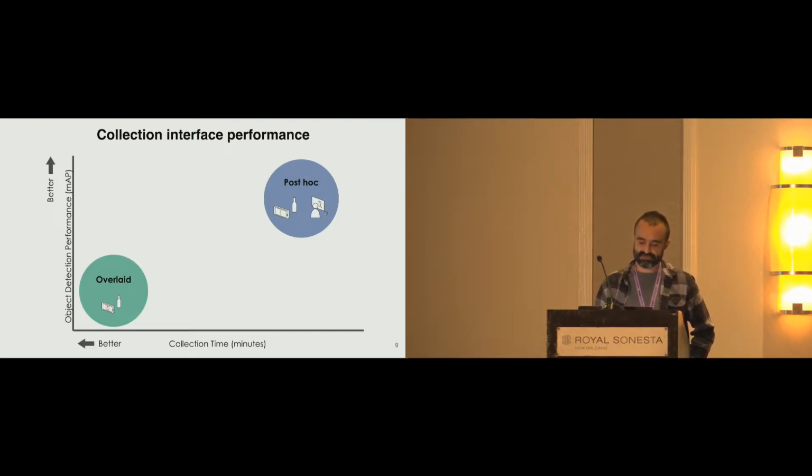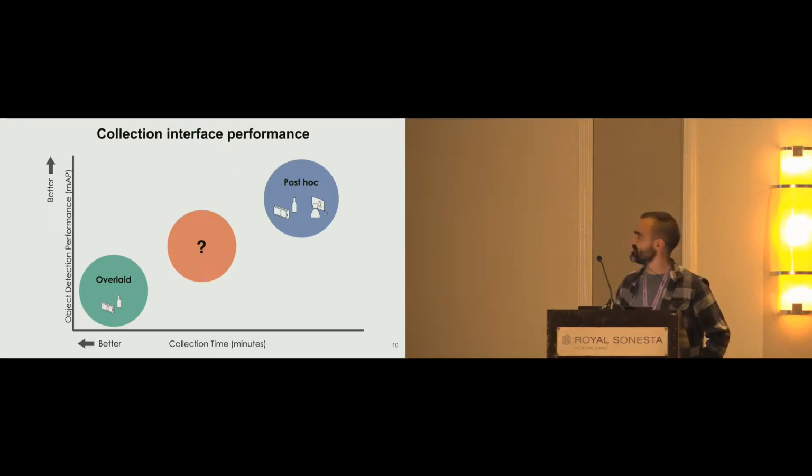What we've found is that they cluster in the following ways. Post-hoc is accurate but slow. It takes a long time to draw boxes around every object in every image. Overlaid is fast, but performance suffers due to the constraint of only one fixed size box per image. We wondered what could exist in the space in between. A tool in this space could provide a useful trade-off between speed and detection performance.